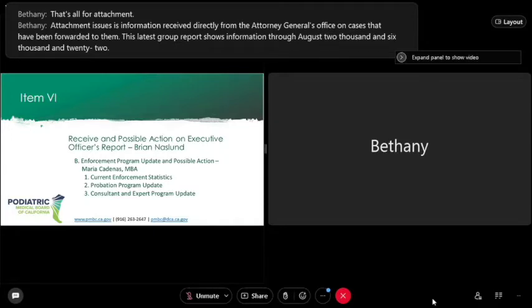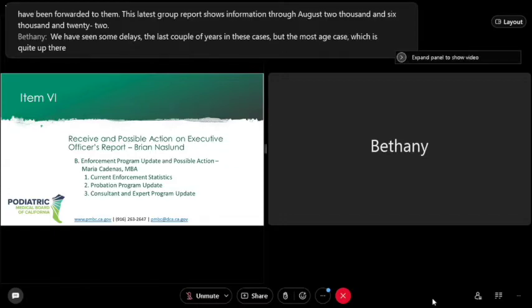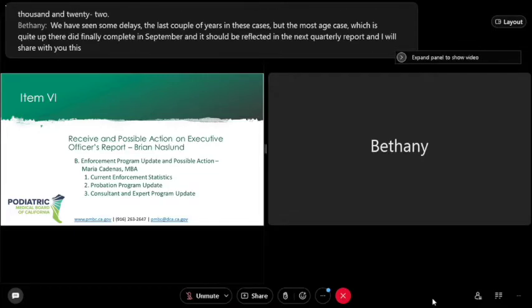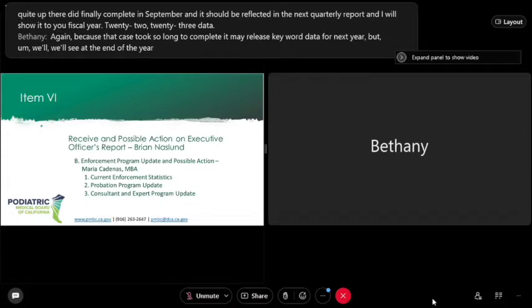We have seen some delays in the last couple of years in these cases, but the most aged case, which is quite up there, did finally complete in September and should be reflected in the next quarterly report and will show in the fiscal year 22-23 data. Again, because that case took so long to complete, it may really skew our data for next year, but we'll see at the end of the year after all the cases close.